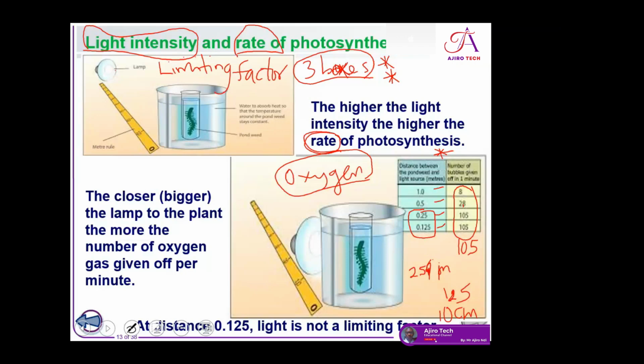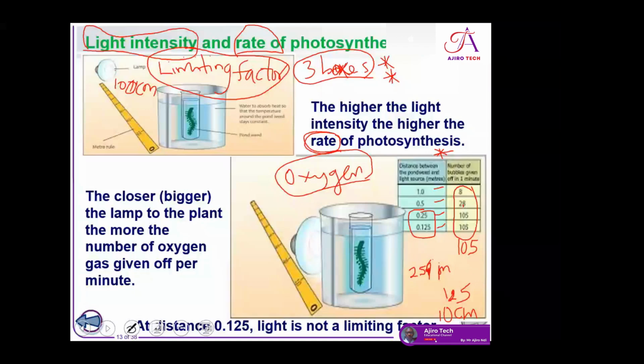At the start of this experiment, when the light was 100 centimeters away, light intensity was the limiting factor. So the closer you bring the light towards the plant, the more bubbles will be recorded, because it was limiting. But from 0.25 down towards 0.125 distance closer, it shows that light intensity is no longer a limiting factor. You get the idea about limiting factor and photosynthesis now.